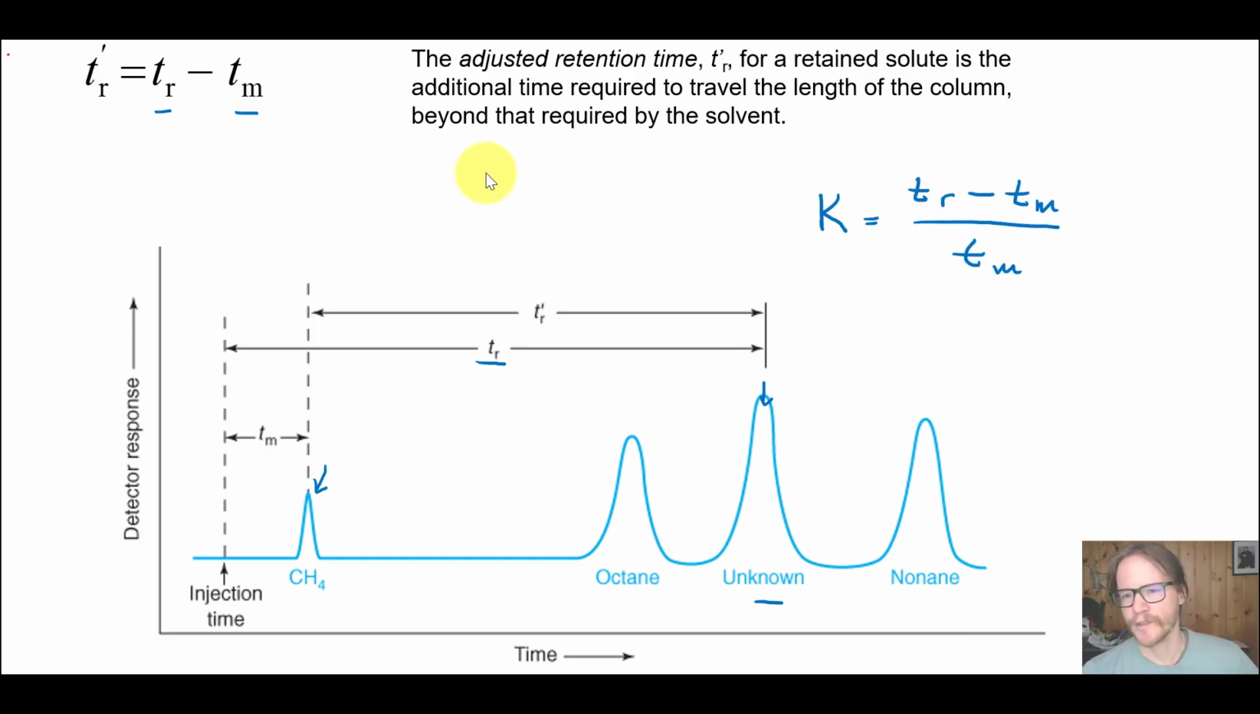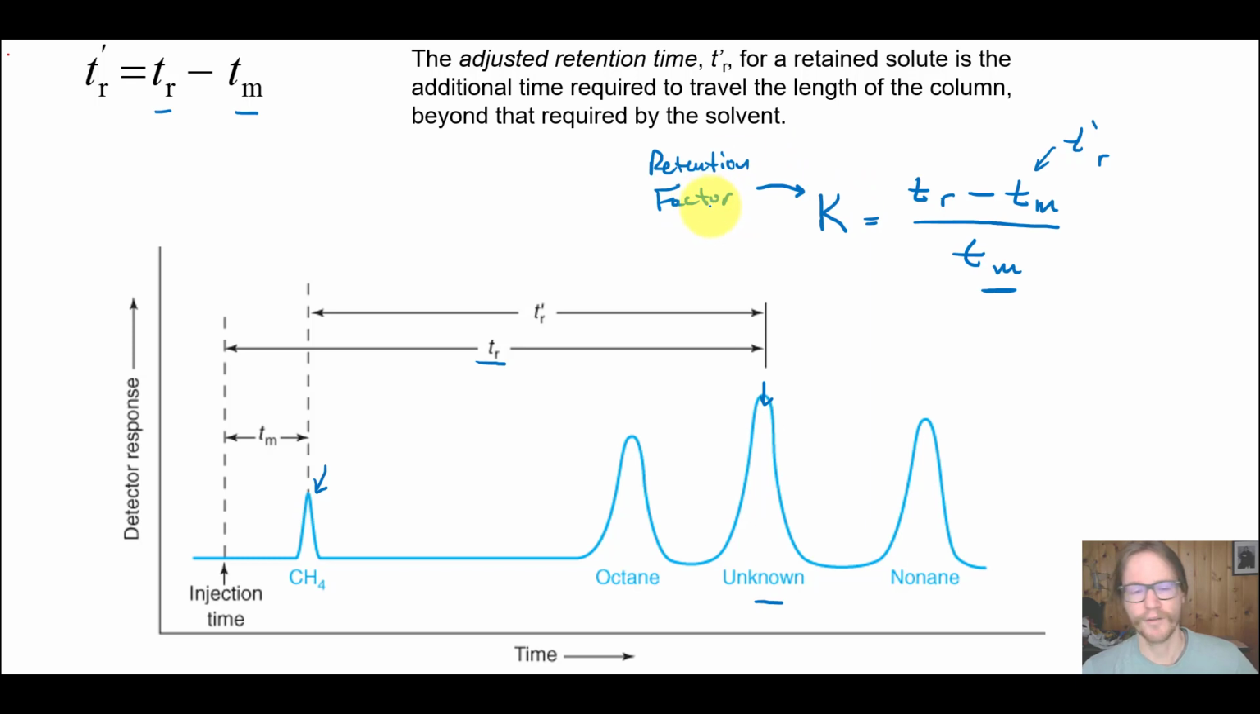And we can define this thing called the retention factor. This isn't super helpful in that it's not a very practical thing to always compute, but it gives us a sense for how long something is going to be retained on the column, and it normalizes that for any type of column here, because you're computing the adjusted retention time here, T prime R, and then dividing that again by the time that it took the mobile phase. So you're normalizing it to the mobile phase time, and for that reason this retention factor K can be extended across different columns, etc.